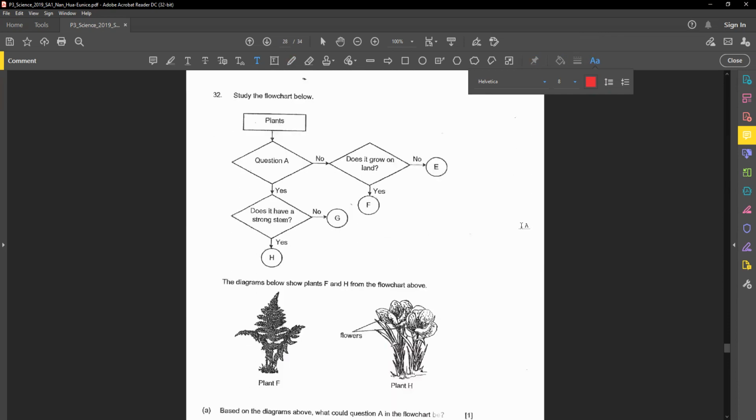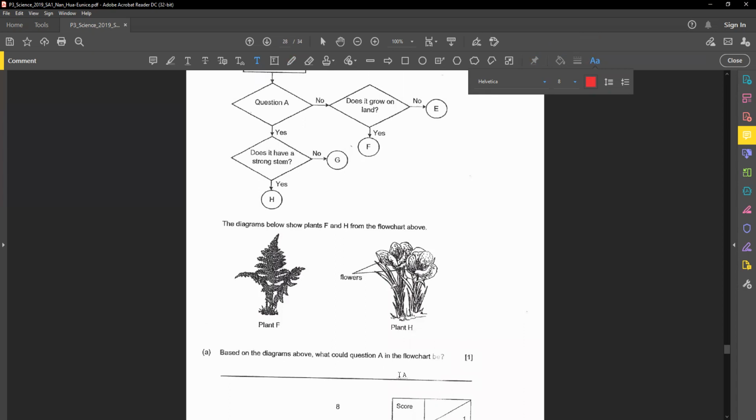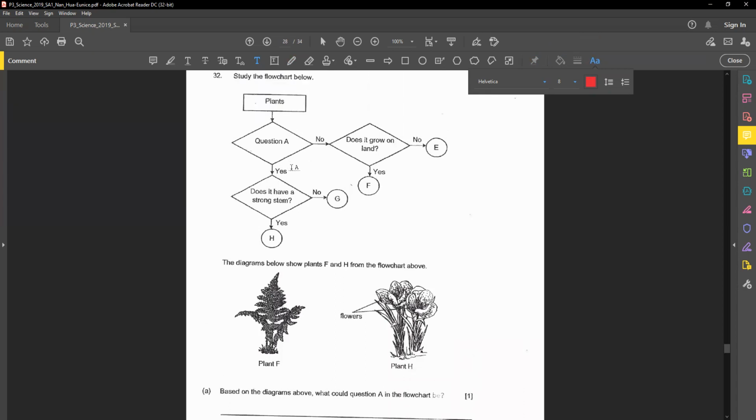So question 32 shows you a flowchart and asks, what could question A in the flowchart be? If we follow the flowchart, we can see that F answered no for question A, while H answered yes for question A. Based on these two diagrams, plant F and plant H, we can see that plant F has no flowers, whereas plant H has flowers. So question A could possibly be the question, does it have flowers? In which case, F, a non-flowering plant, would answer no, and H, a flowering plant, will answer yes.